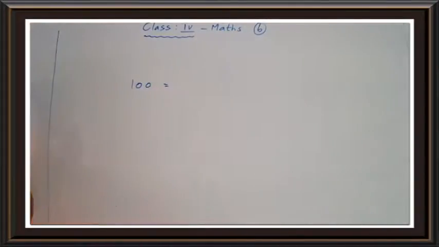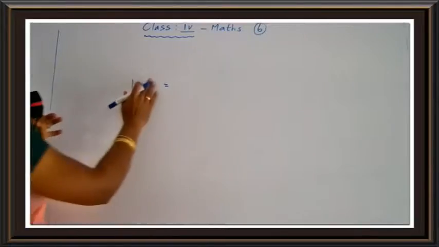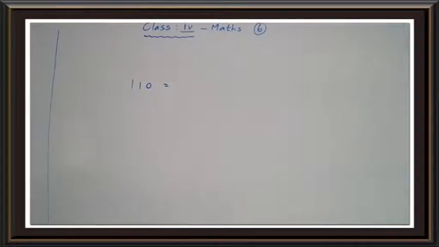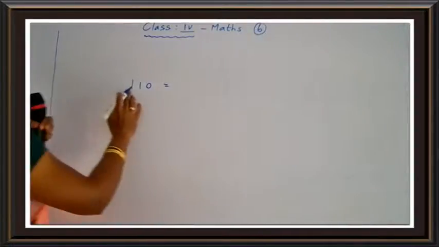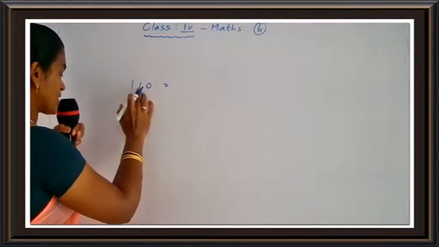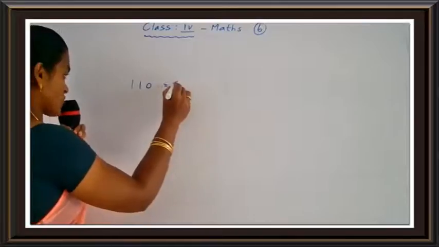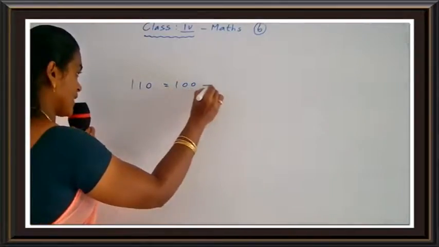For example, what is the expanded form of 110? Okay, how do you write this in expanded form? So the 1 is in the hundreds place, 1 tens, and 0 ones. Okay, so that's why 100 plus 10 plus 0.